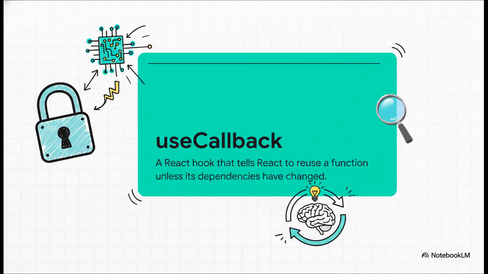And the answer is useCallback. This hook is your secret weapon. It basically lets you tell React, hey, see this function? Don't you dare recreate it every time. Just give me the exact same one from the last render unless one of these specific dependencies I'm watching has changed. And just like that, you get a truly stable function reference. This is the key to preventing those unnecessary re-renders in child components.